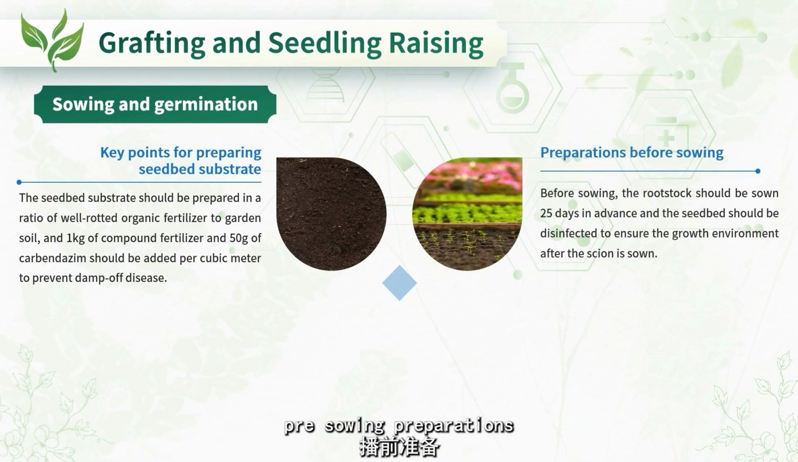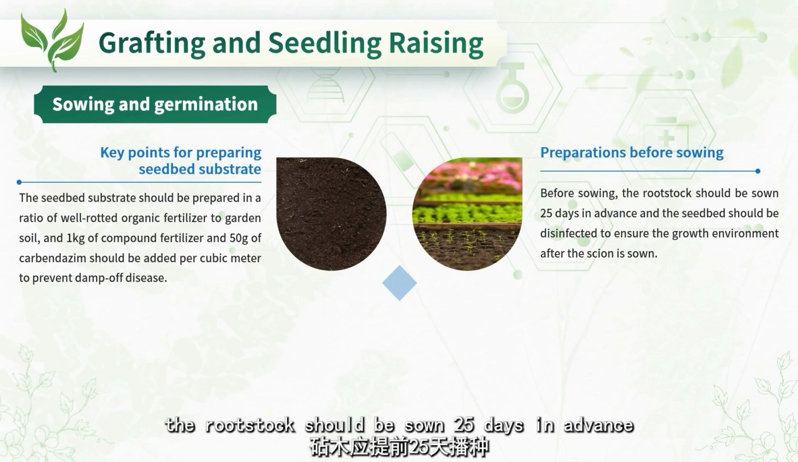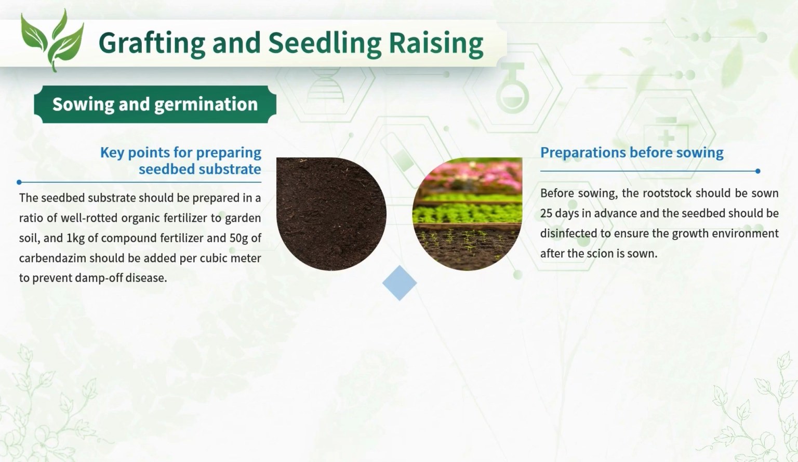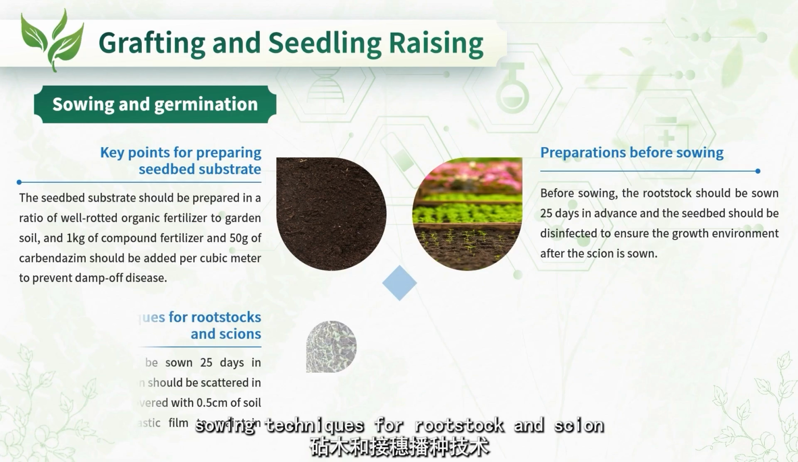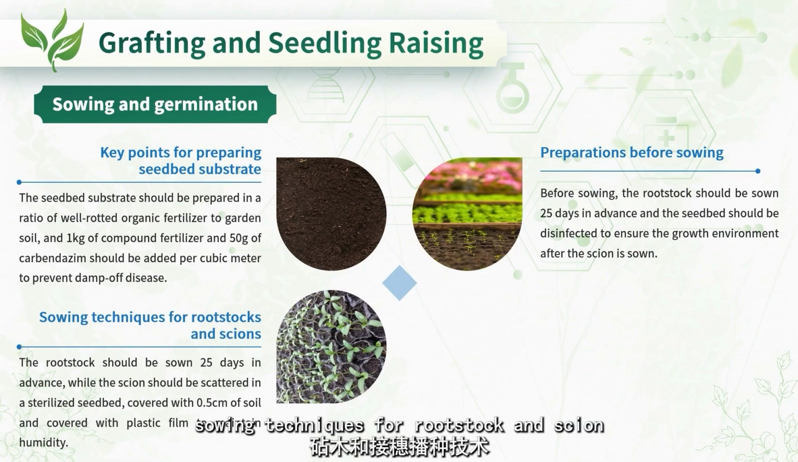Pre-sowing preparations. Before sowing, the rootstock should be sown 25 days in advance, and the seedbed should be disinfected to ensure the growth environment after the scion is broadcast sown. Sowing techniques for rootstock and scion.